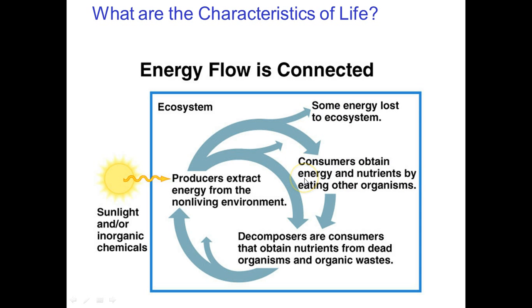Consumers then take that energy from the plants or the producers and use that for their own purposes. Once both producers and consumers die, the decomposers use the energy for their own purposes and also take the organic material that was once the consumer or the producer and turn it back into inorganic chemicals. They basically break it all down until it's back into the non-living environment. But then the producers take the non-living and turn it into food sources for the living.